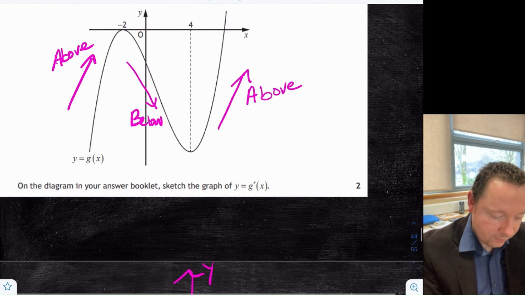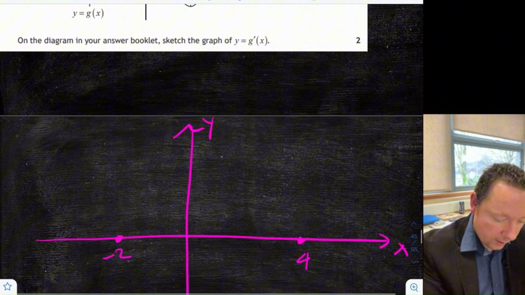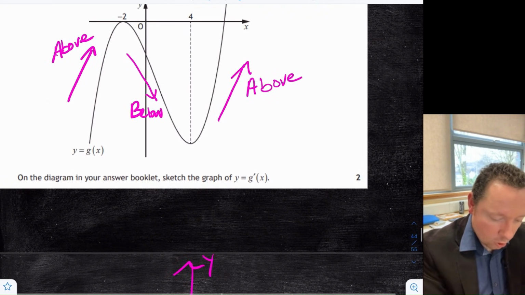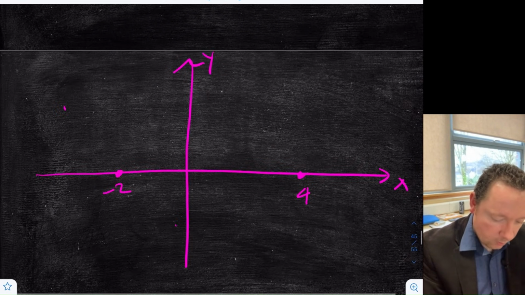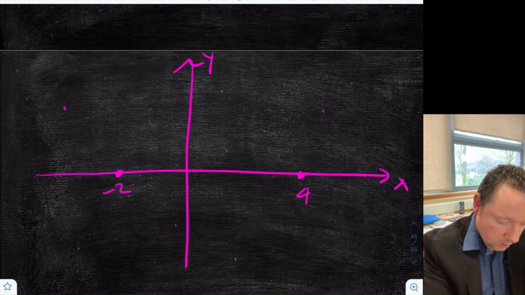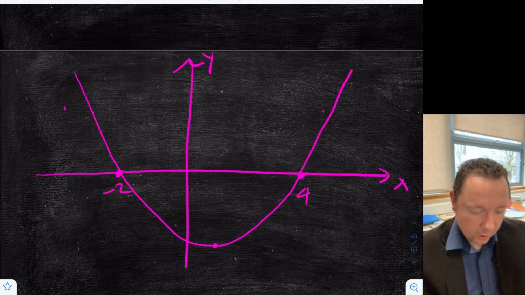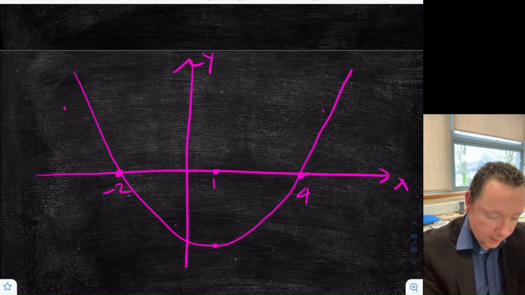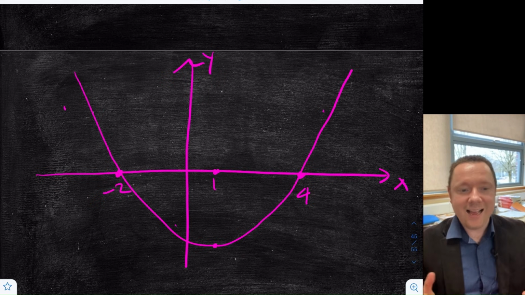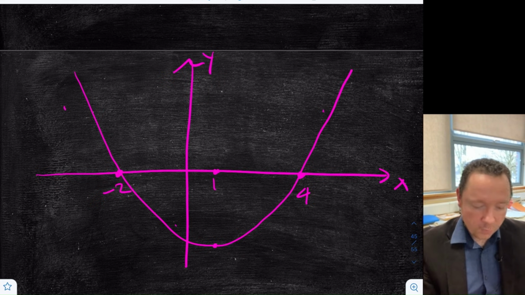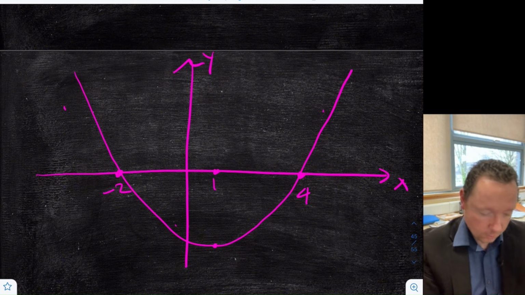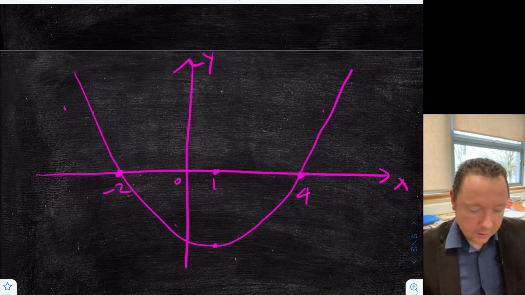So that's how I like to think of this. So I know I'm starting high, I'm dropping below between the numbers, and then I'm going high again, so my curve must come down like so. Obviously, I can't quite get the turning point. I know the turning point happens at 1 in the middle of the roots, but I don't know exactly what it would be on the y-axis, so I don't need to work that out. And there we are. There's my graph of the derivative.